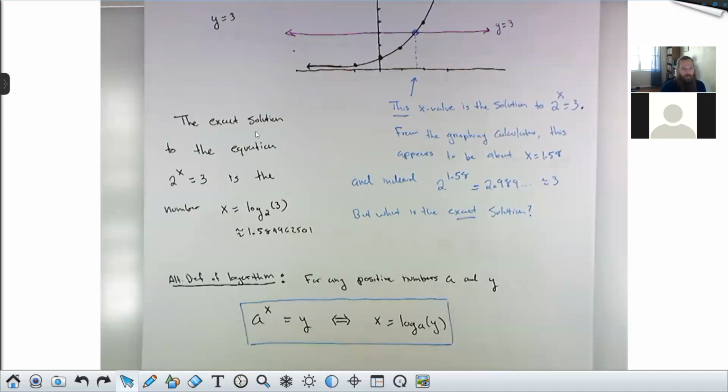The number a has to be positive because it's the base of an exponential. And remember, the exponential function only makes sense if its base is positive. The number y has to be positive because the output from exponentials are always positive numbers. Every exponential graph has this property that it never sinks below the x-axis. We talked about the range of exponential functions way back when we first introduced them.